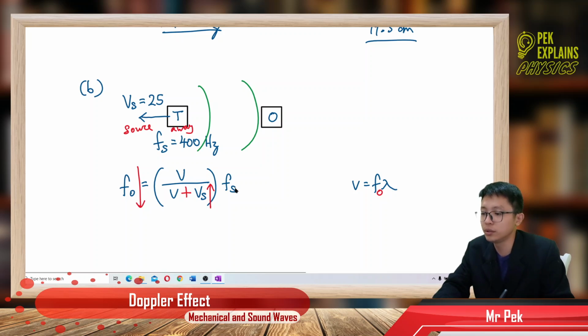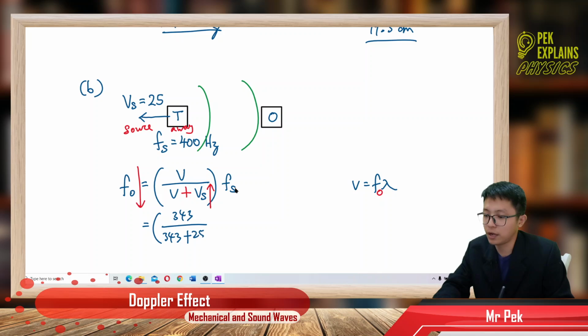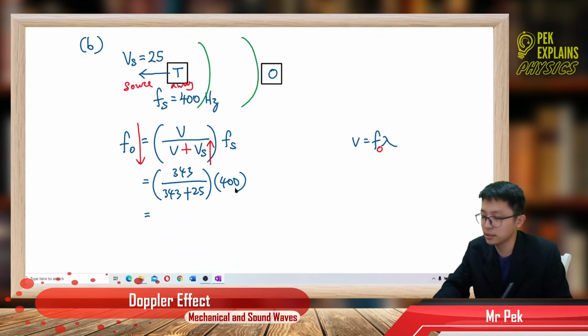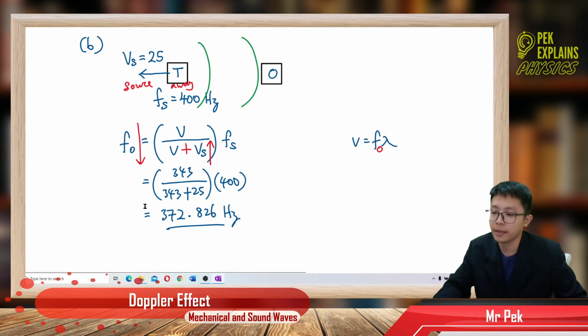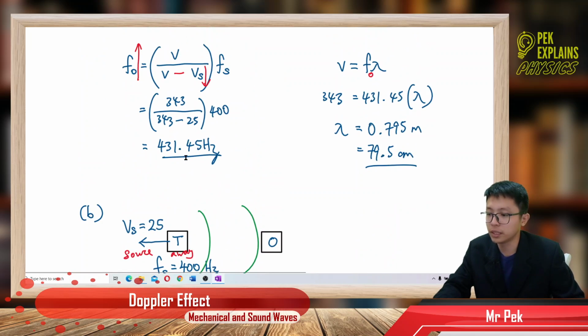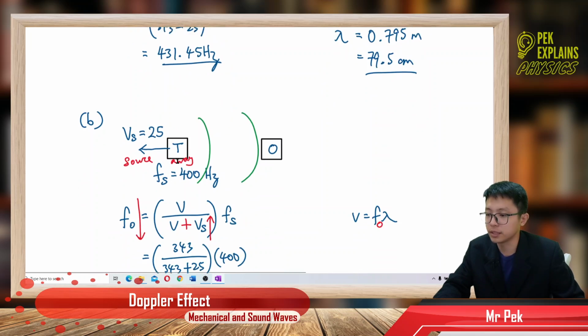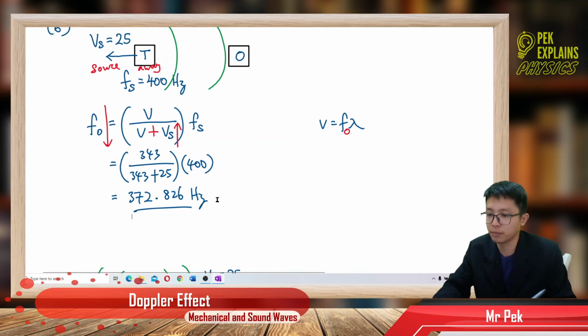So let's continue: 343 over 343 plus 25. The source frequency is 400. The answer is 372.826 hertz. That's the observed frequency, lower than before, because now the frequency drops.